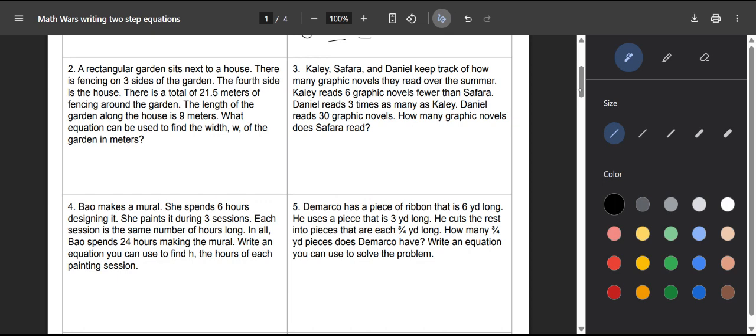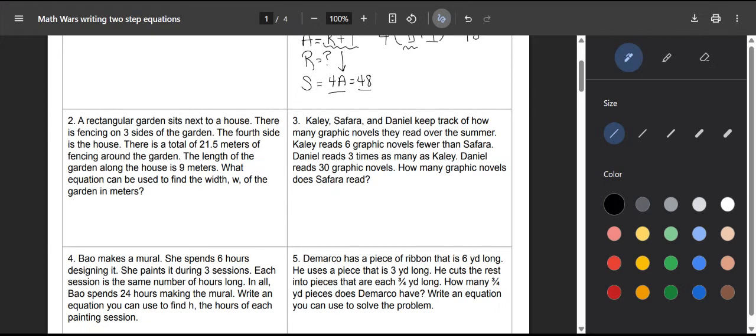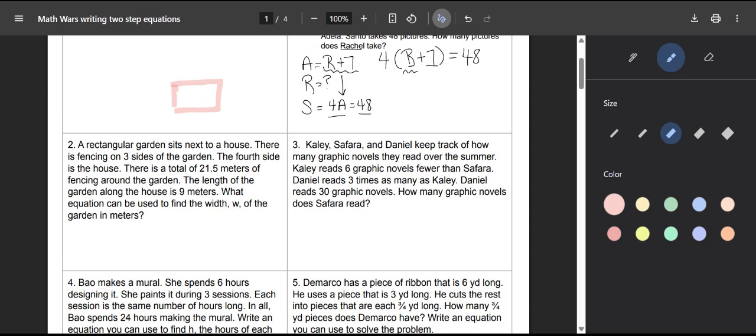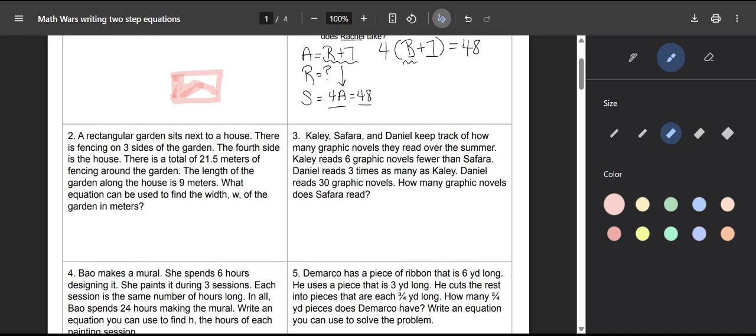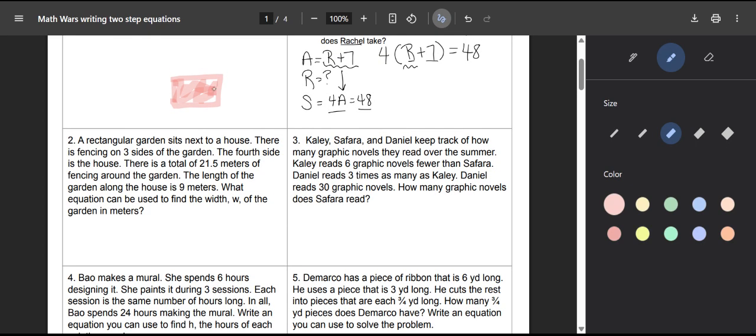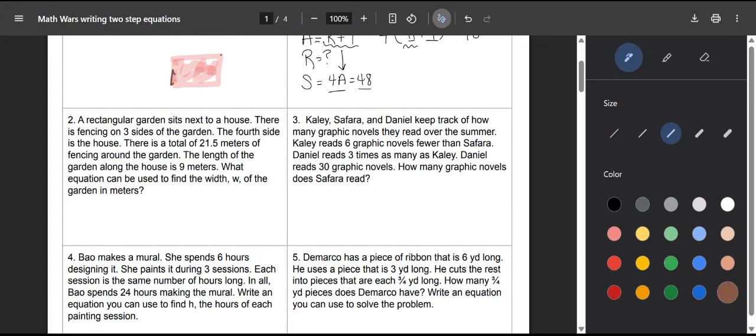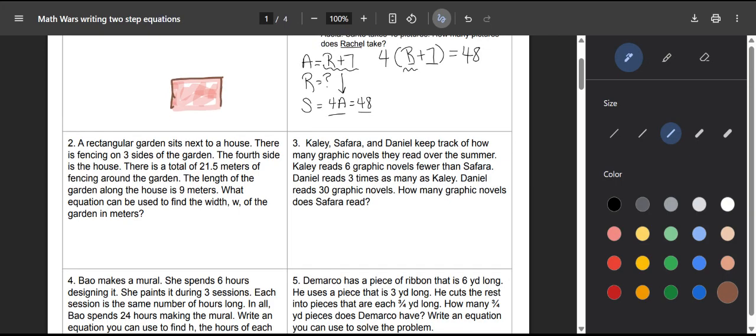Number 2 is our we do, and if I'm in class, you would help me with this. I'm just going to go through this real quick. A rectangular garden sits next to a house. Well, if they're telling me that the garden is a rectangle, I'm going to go ahead and draw that rectangle. I don't know why my garden is red. It's fine. It's all tomatoes. So that's my garden. It's next to a house, and there's fencing on 3 sides of the garden. So I'm going to put fencing on 1, 2, 3 sides of my garden. Okay. The 4th side is the house. So here is my house.